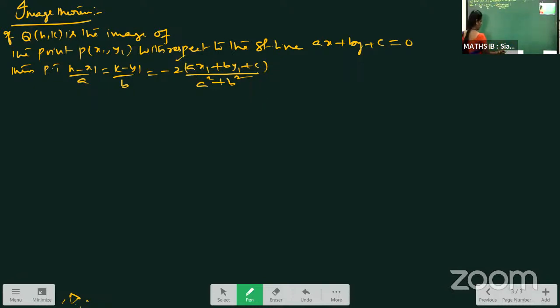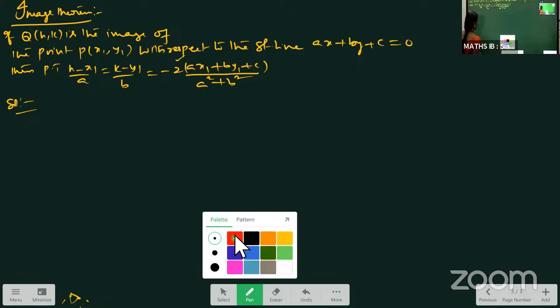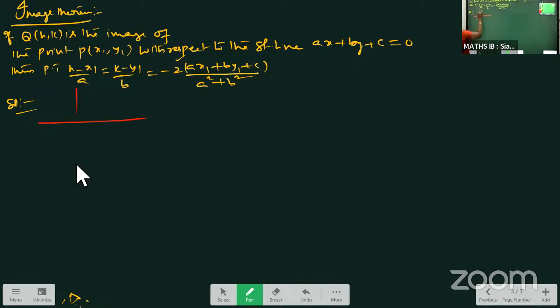So again, we are drawing the diagram here for easy understanding. See, image means it will cross. So here P (x1, y1) and this is Q (h, k) and our line is ax plus by plus c is equal to 0. What is the difference you find there? In the previous question Q (h, k) is here, but here it is crossed over. But the condition is the same. This and this are both perpendicular to each other. The same perpendicular condition we have to apply.